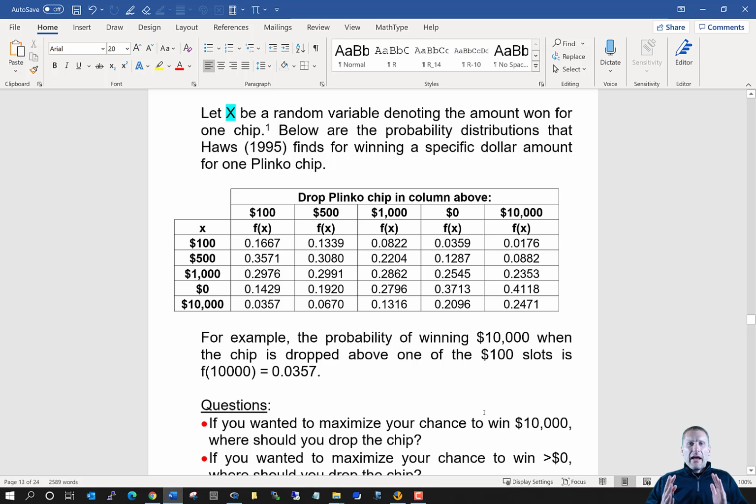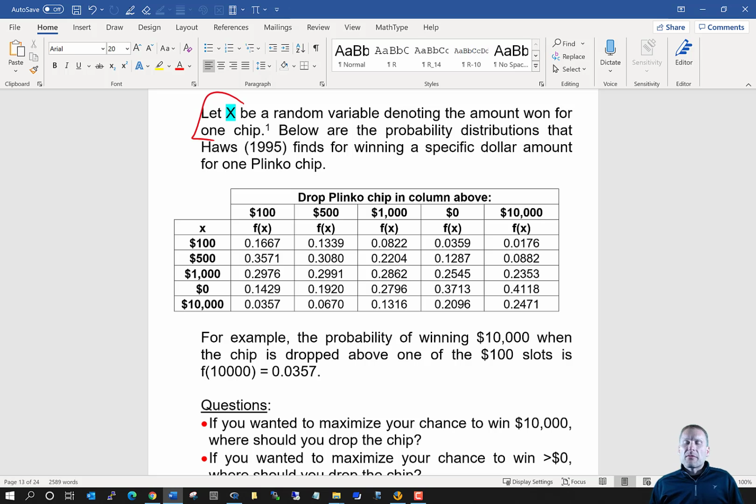And so where these chips actually fall corresponds to probabilities. Let's now let X be a random variable denoting the amount won for one chip. So X is like our Y before. You can use any letter you want to represent a random variable. Just to be different, I decided to use X instead.